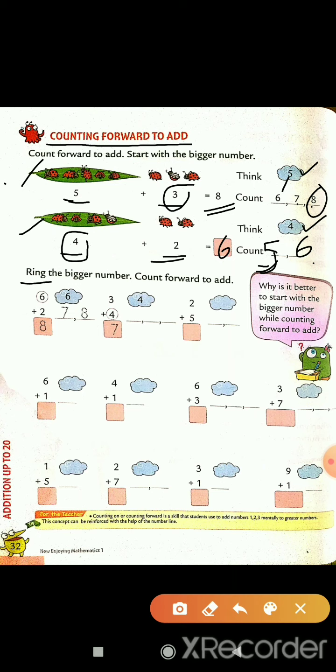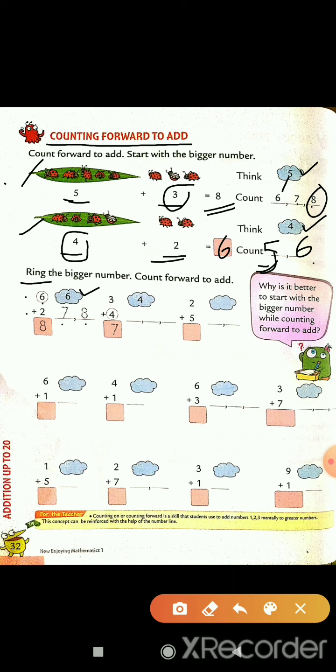Ring the bigger number, count forward to add. Now here you have to circle the bigger number and then you have to count forward. First is already done. 6 plus 2, which is the bigger number? 6. It is already circled and written here. Then after 6 what it comes? 7. So we need to write 7 here and 8.